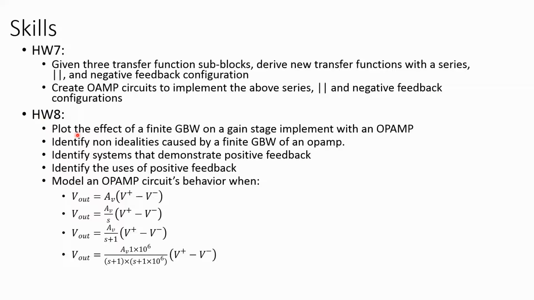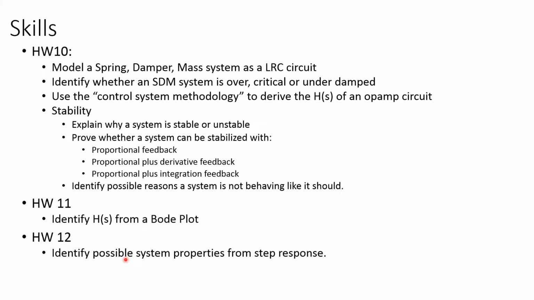In homework 8, we talk about the gain bandwidth, and you have to be able to identify the effects of gain bandwidth of an op-amp. Then identify non-idealities caused by a finite gain bandwidth of an op-amp. Identify systems that demonstrate positive feedback, and identify some uses of it. Then you're going to model the op-amp circuit's behavior when the open loop gain is modeled as a constant, integrator, low-pass filter, and a second-order low-pass filter.